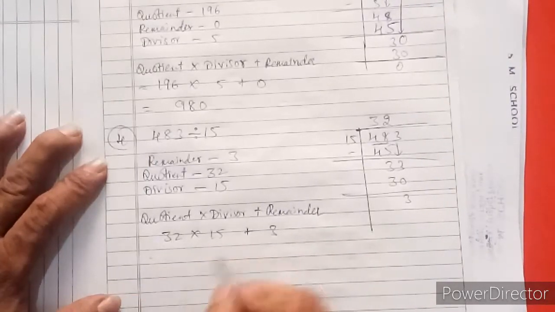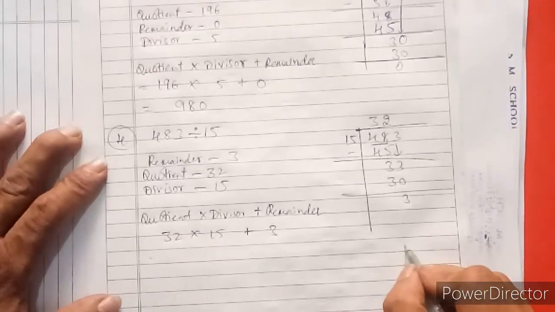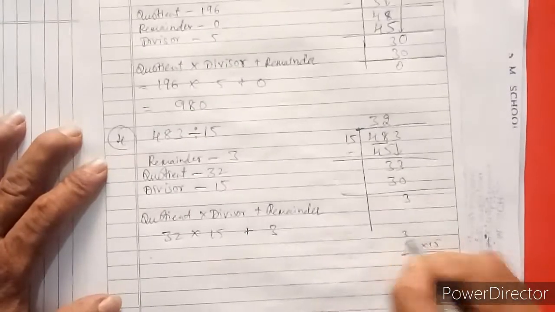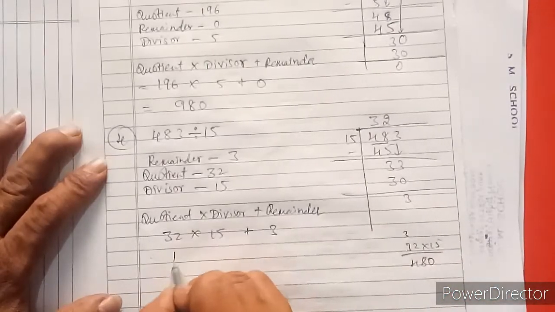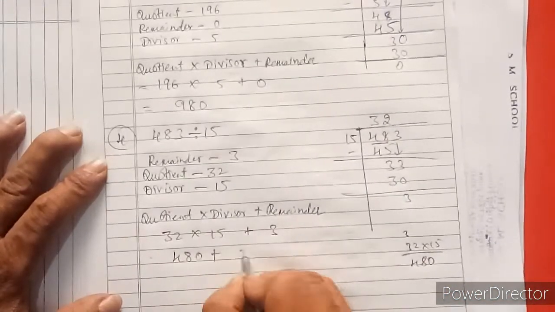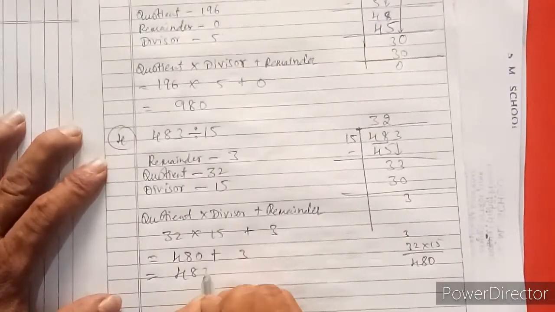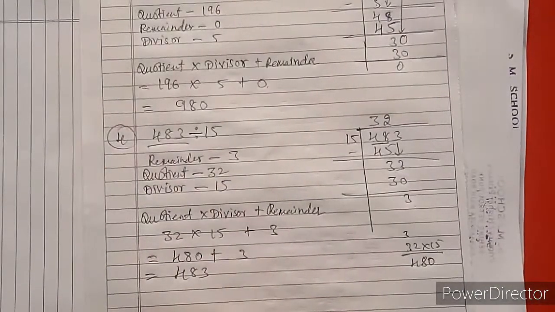Now multiply this into this. 32 into 15 you multiply. 15 twos are 30, carry 3. 15 threes are 45, 45 plus 3 is 48. 480 plus remainder 3, and after that, if you add, we got 483. This is the question, so it is verified. Got it? Note down that.